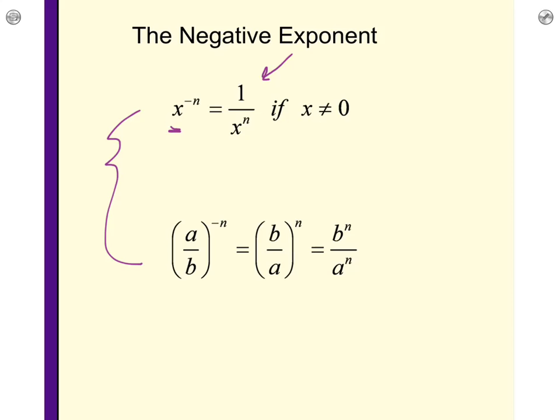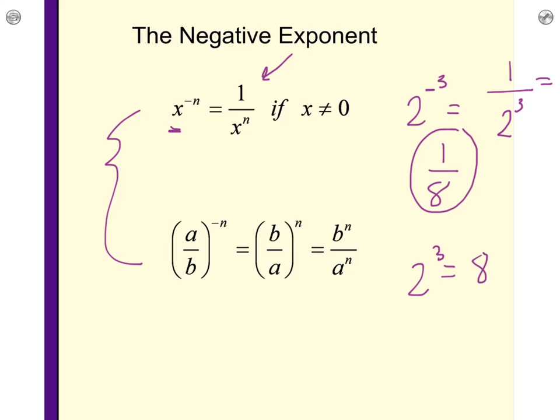So for instance, if you had 2 to the negative 3, you would make a unit fraction. So you'd put 1 in the numerator, and you'd put 2 to the 3 in the denominator, and then you can evaluate that. So 2 to the third is 8, so 2 to the negative 3 is 1/8. Which is actually the reciprocal of 8. 2 to the third and 2 to the negative third are reciprocals of each other.